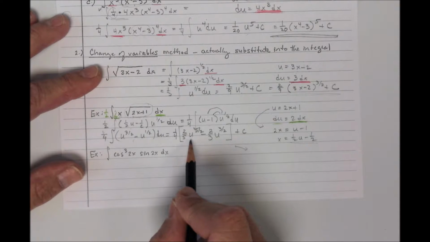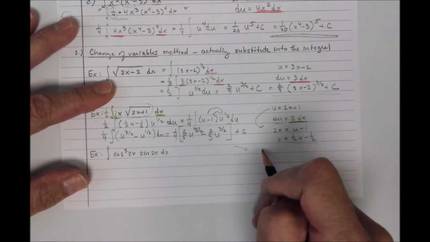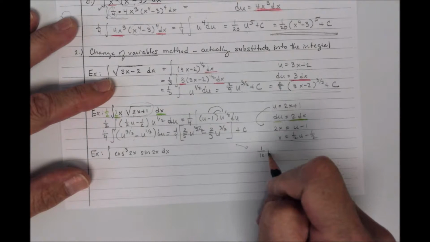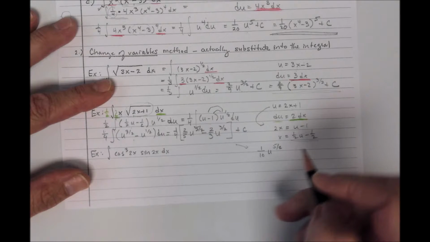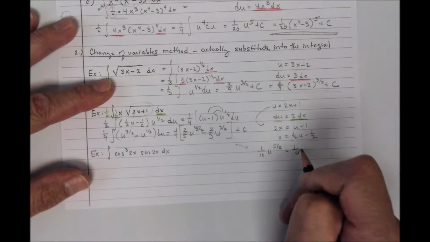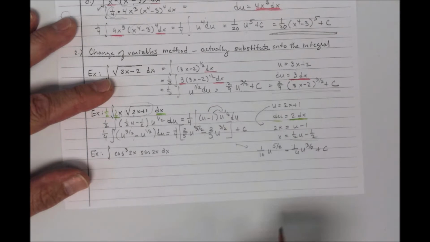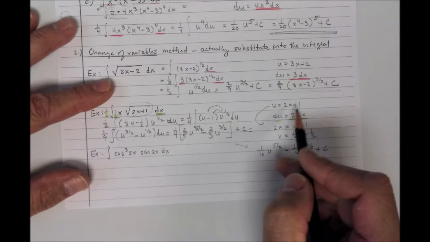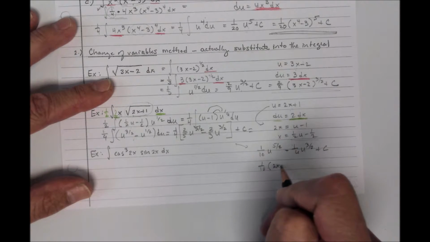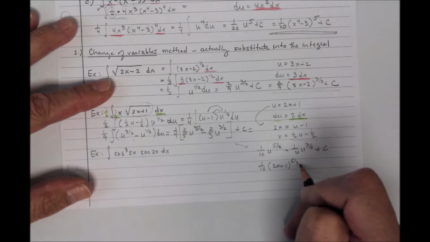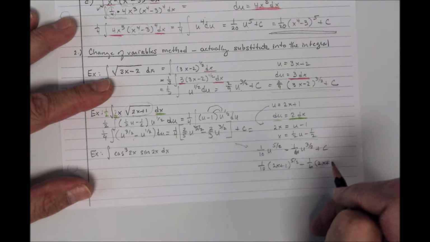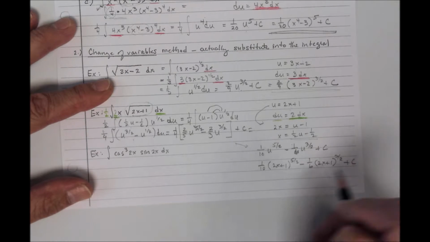So I'm going to distribute by the 1/4. I get 1/4 times 2/5 is what? 1/10. I get 1/10 u to the 5/2 minus 1/4 times 2/3. That'd be 1/6 u to the 3/2 plus c. Now I can plug back in. I'm going to plug in for u 2x plus 1. So this is 1/10 times the quantity 2x plus 1 to the 5/2 minus 1/6, that's a 6 there, not a u, the quantity 2x plus 1 to the 3/2 plus c, and there's my answer.